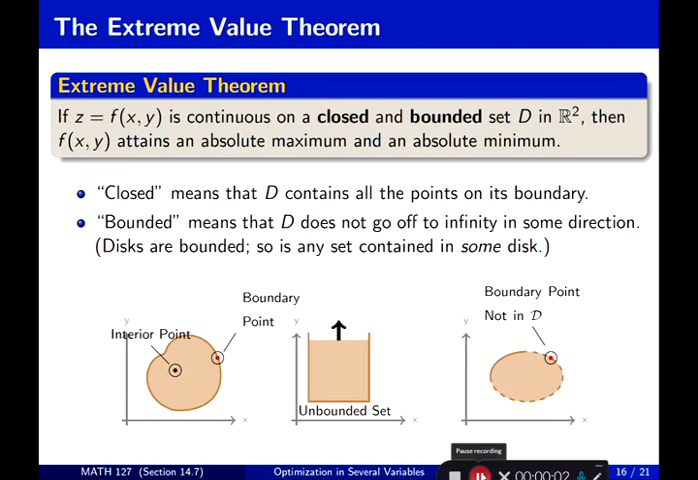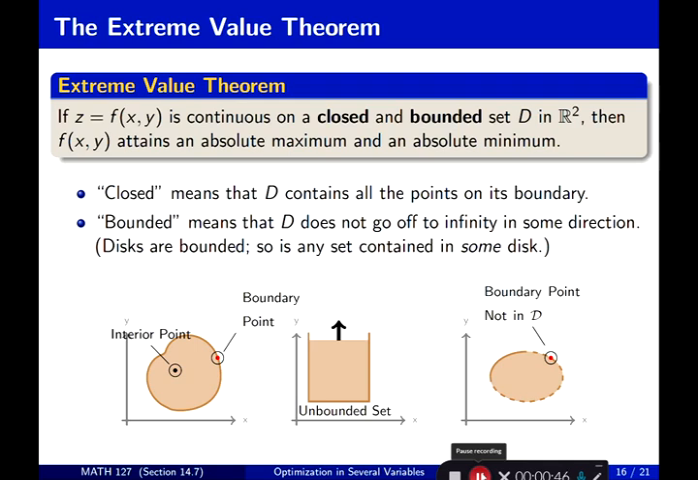We're continuing with section 14.7, the extreme value theorem. So the extreme value theorem in calculus 1 was that every continuous function on a closed and bounded interval attains its maximum and its minimum, absolute max and absolute minimum value. Here, the extreme value theorem goes: if z is equal to f of x and y is continuous on a closed and bounded set D in R2, then f of x and y attains an absolute maximum and absolute minimum.